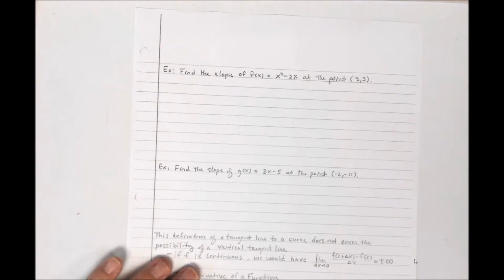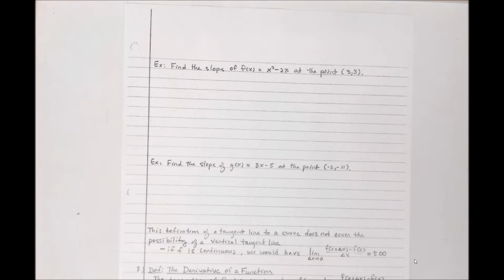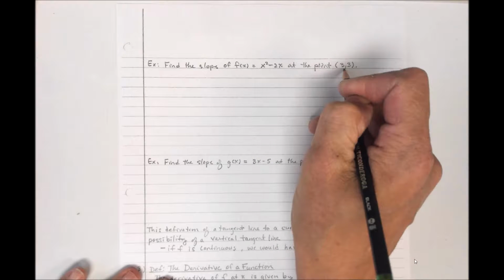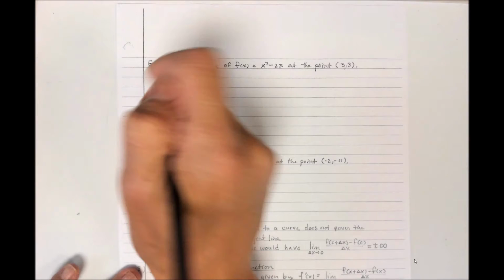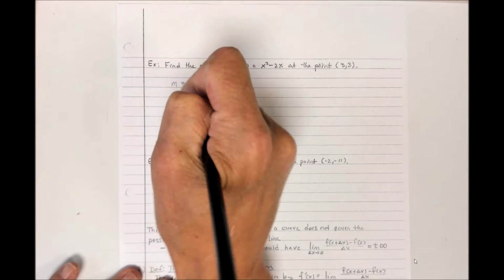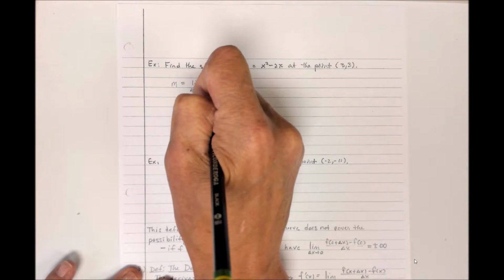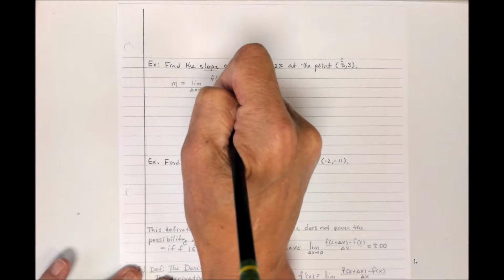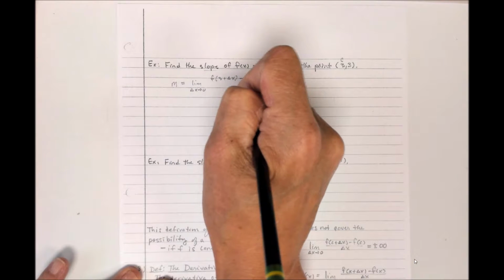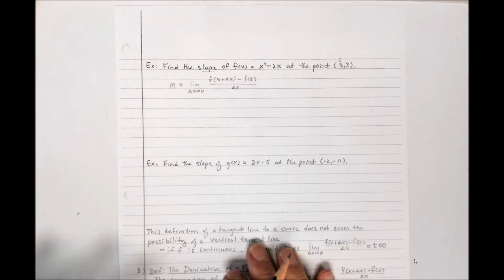Let's find the slope of f of x equals x squared minus 2x at the point 3, 3. Now, to do this, I have to take the limit, because I have the point. I need the slope here. Well, they're just asking for the slope. I don't even need to write the equation of the line, but I'm going to find the slope. It's going to be the limit as delta x goes to 0 of f of, now here's my c value, that's the x value of the point, f of 3 plus delta x minus f of 3 all over delta x. Yeah, I think you can read that all right.